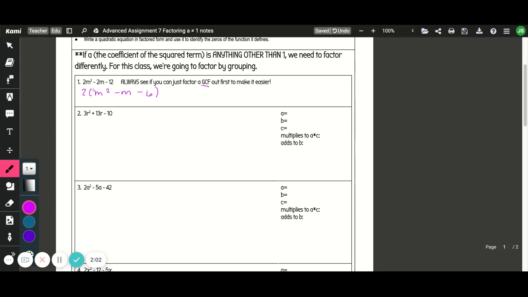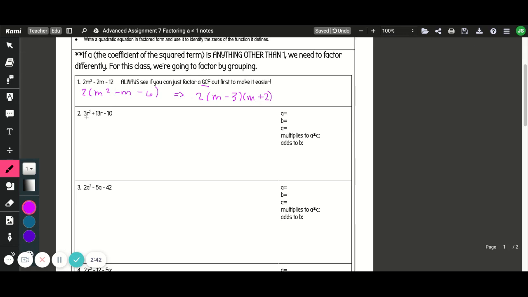Now you can see that there's just a coefficient of 1 here, and now you can do it the same way as you were doing in lesson 6. I am looking for two numbers that multiply to -6 and add to -1. And those are going to make up my two factors. So they are -3 and +2. Always double check. Is -3 times 2 equal to -6? Yep. Does -3 plus 2 add to -1? Yes. So we are good. This is the factored form.